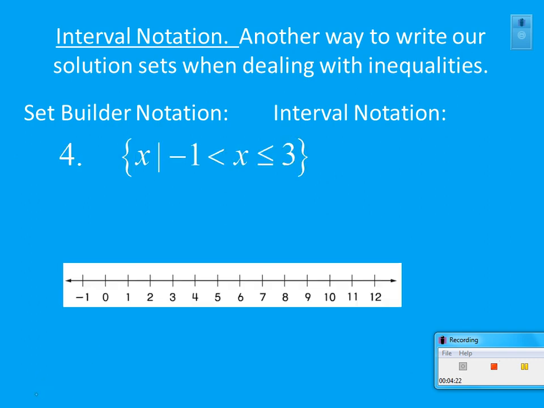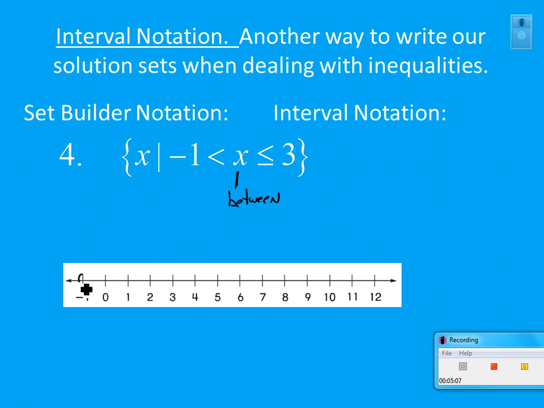Number 4 is going to be different for you. You have not seen the set builder notation that looks like this. Here's what this says in layman's terms: x is between -1 and 3. It doesn't really look that way. This part's easy: x is less than or equal to 3. This part says -1 is less than x, but if you read it correctly, it says x is greater than negative 1.